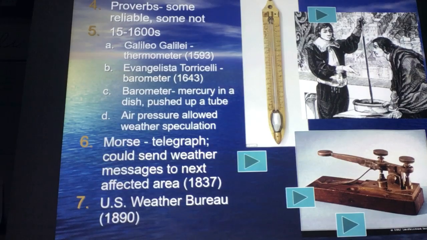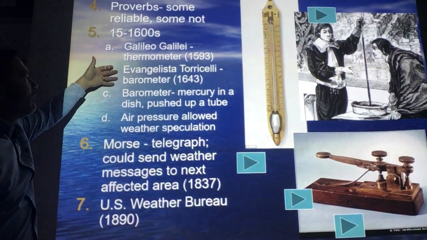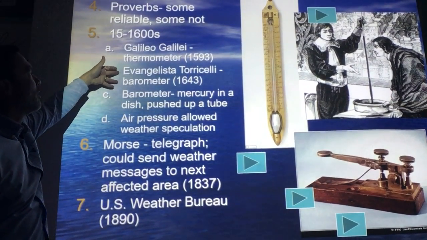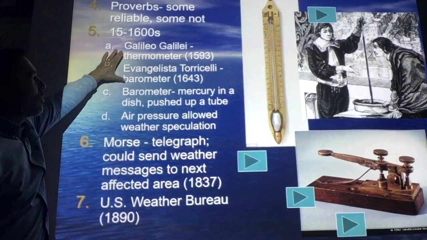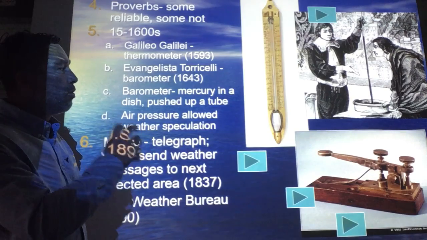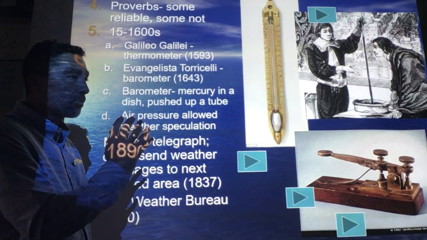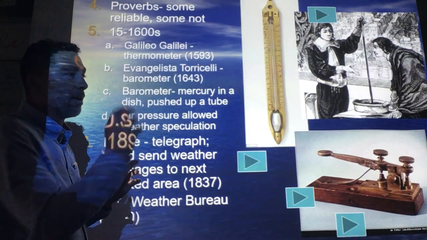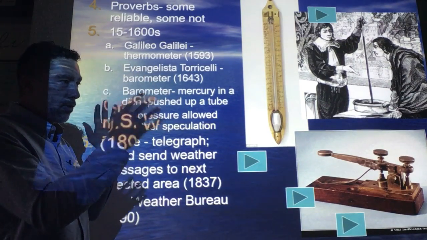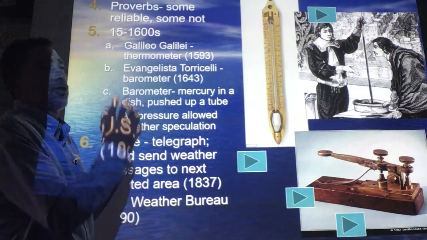If we move on to the 15 and 1600s, this is just brief history here. You had a guy named Galileo Galilei who invented the thermometer, Evangelista Torricelli, the barometer, and both of those worked on the principle of expansion and contraction. When you warm something up, those molecules move faster and further apart so that they will spread. If they get slower, those molecules move slower and come together, and it shrinks.